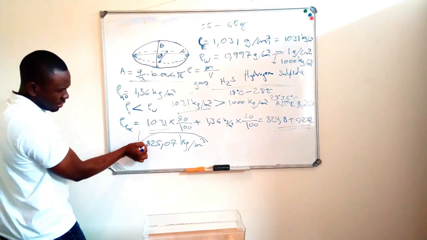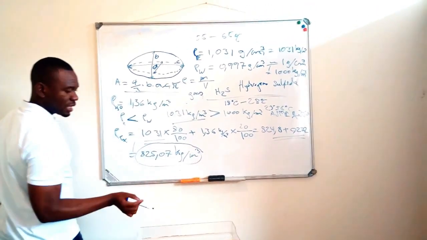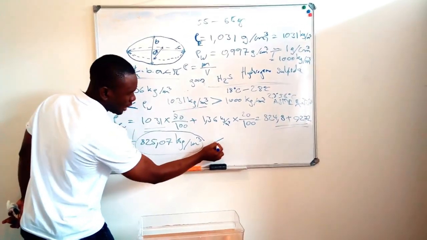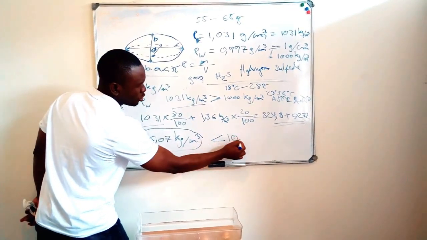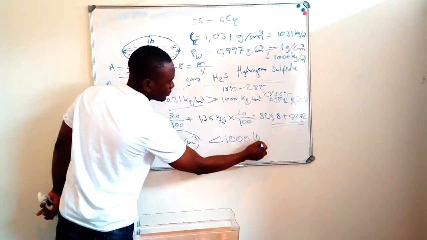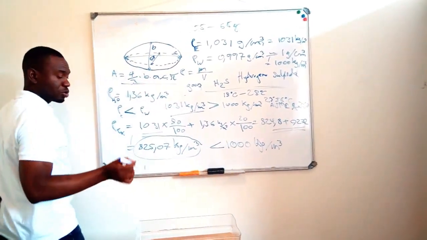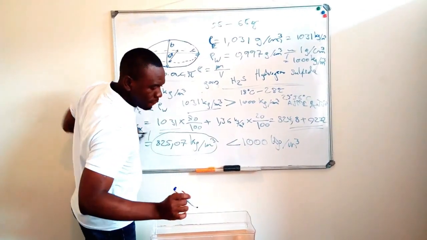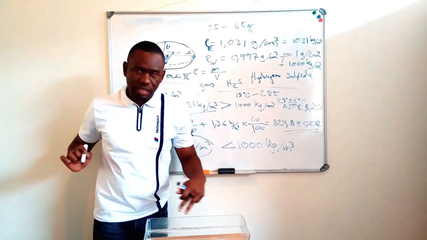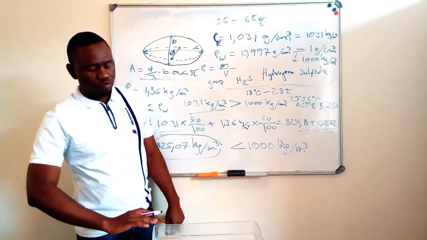So we realize that this density is lower than the density of water, which is equal to 1000 kilogram per meter cube. So this is the reason why your eggs are at the surface of the water.